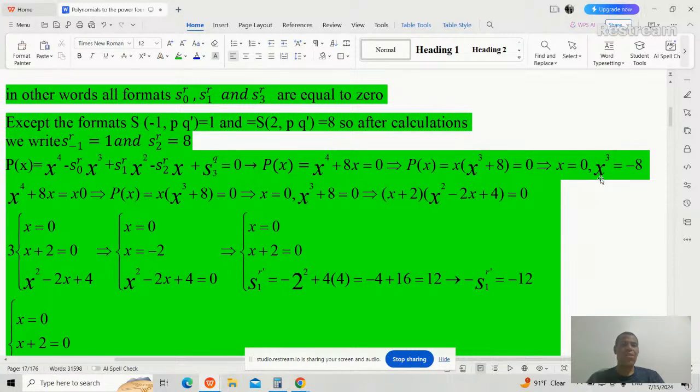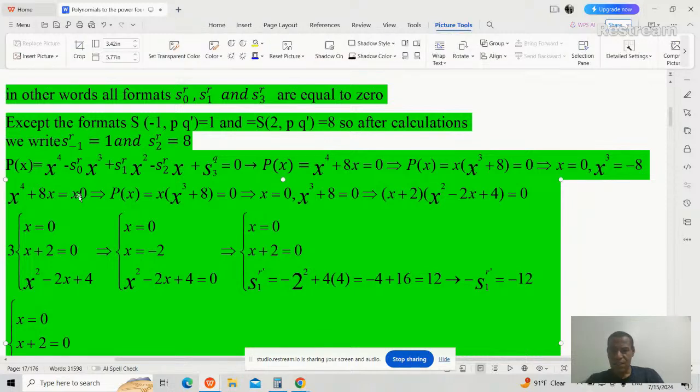Okay. We told x equal to 0, and x cubed equal to negative 8. Therefore, p of x is equal to x raised to the power 4 plus 8x equal 0, of course. Therefore, x cubed plus 8 can be written as x plus 2 times x squared minus 2x plus 4. This is a complex number, and this is a real number.